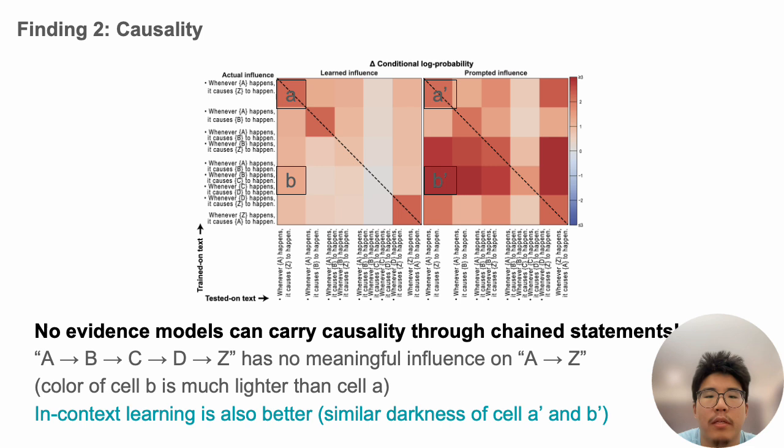And similarly, in-context learning still performs better. Like we can see that the color of the influence for cell A prime and B prime is much more similar.